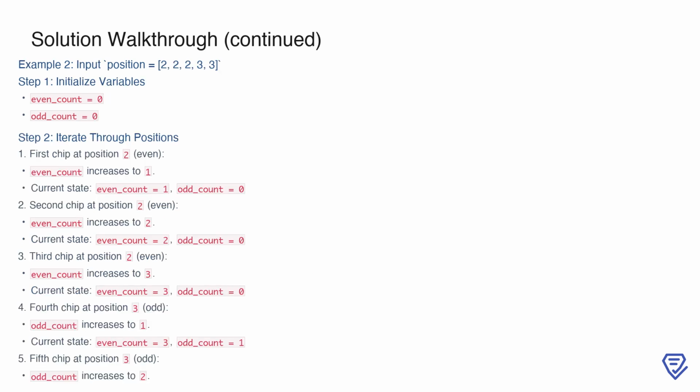Let's look at another example, position equals [2, 2, 2, 3, 3]. As before, we start by initializing even_count and odd_count to 0. For the first chip at position 2, which is even, we increment even_count to 1. The current state is even_count = 1 and odd_count = 0. The second chip is also at position 2, so we increment even_count again, resulting in even_count = 2 and odd_count = 0.